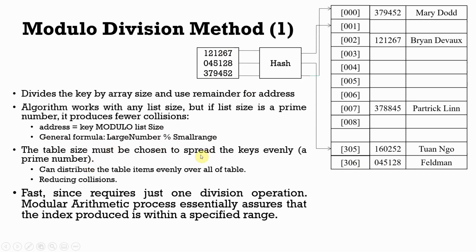The table size must be chosen to spread the keys evenly. That's why we choose a prime number. If you choose a prime number, it can distribute the table items evenly over the whole table and reduces collisions. It's fast because it requires just one division operation. The modular arithmetic process essentially assures that the index is within the specified range. When you divide a number by 307, the remainder is always between 0 and 306. That's the guarantee that we have here.